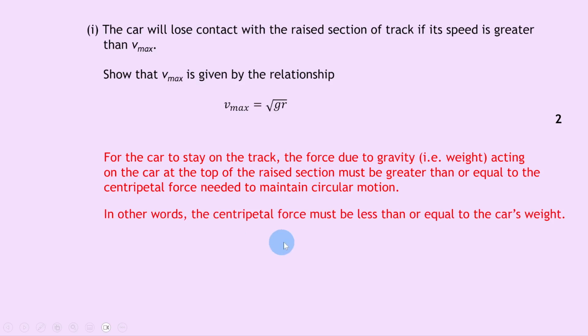Or in other words, the centripetal force must be less than or equal to the car's weight. And that's because it's the weight of the car that's providing the centripetal force here. And we can say that maximum speed Vmax will therefore occur when Fc equals Fg, i.e. when the centripetal force is equal to the gravitational force, i.e. the weight. So that means we have 2 equations.